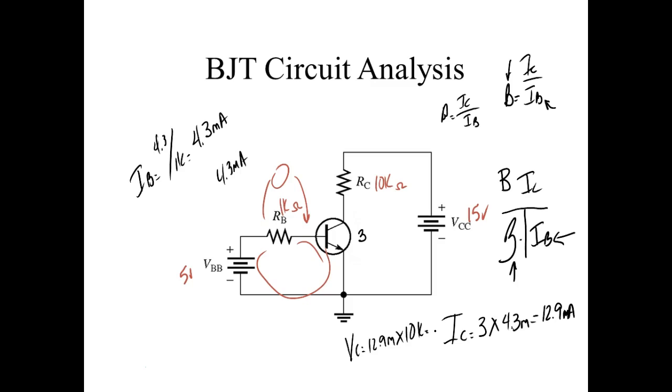But see, once we know this, once we know the beta of the transistor, once we know this, then we can do a lot of basic math. It's just multiplication. It's not really heavy math, right? Okay.